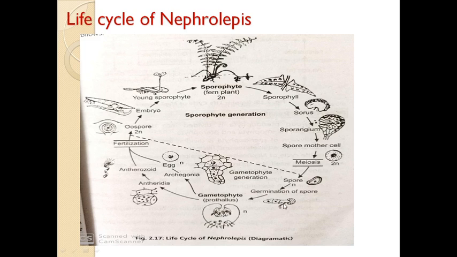Spores are dispersed in dry climatic conditions. When a spore falls on a suitable surface, it undergoes germination and gives rise to the gametophyte. So germination of the spore leads to the formation of the gametophyte or prothallus. The gametophyte of the fern is called the prothallus. It is an independent stage in the life cycle, and the gametophyte is the sexual generation, which is haploid as it is produced from spore germination.